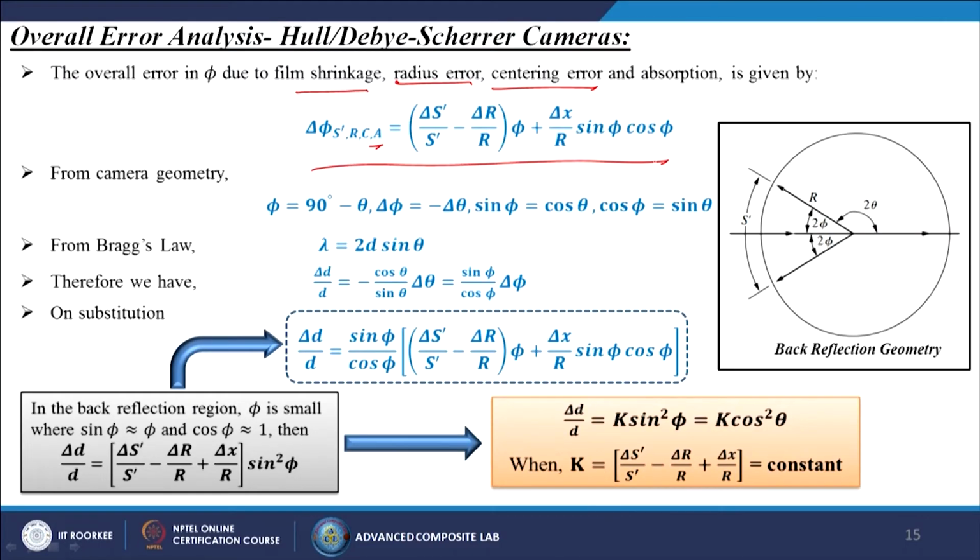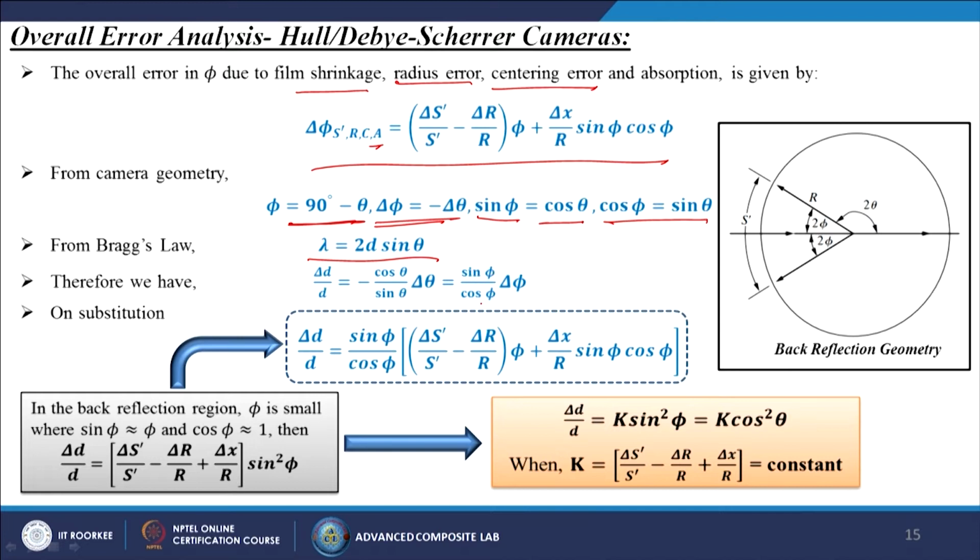So, from camera geometry we know phi is equal to 90 minus theta and del phi is equal to minus del theta. If we simply change the order, we can get this value, and then sin phi is equal to cos theta and cos phi is equal to sin theta. From Bragg's law we know lambda is equal to 2 d sin theta. Therefore, we have del d by d is equal to minus cos theta by sin theta del theta.